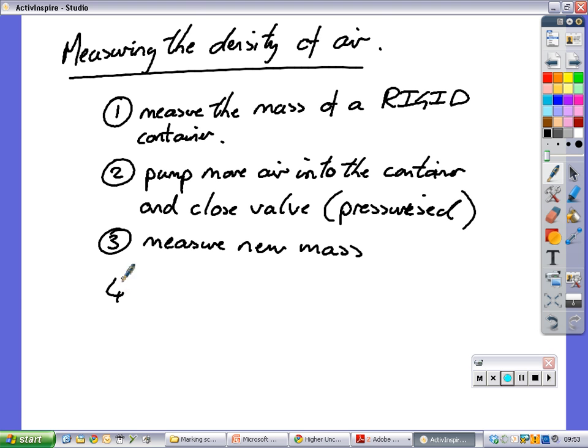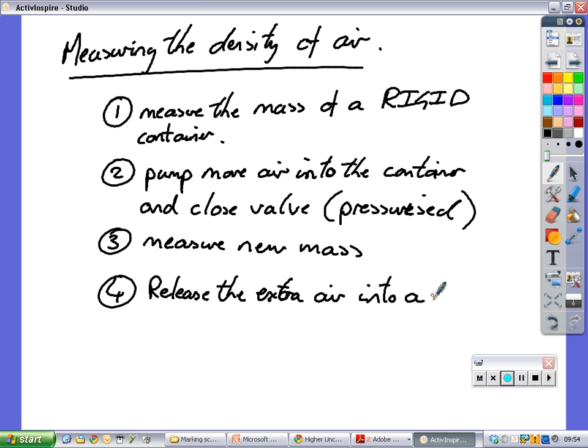And then finally, you would release the air. Release the extra air into a measuring cylinder, submerged underwater.